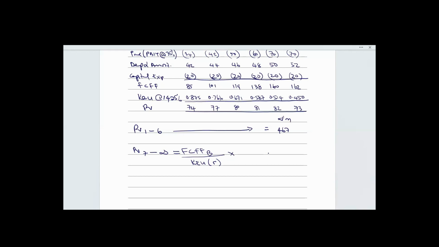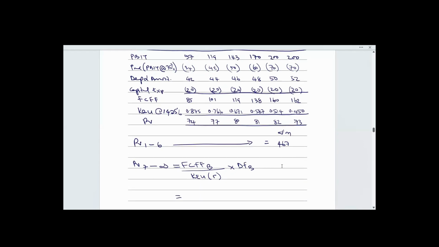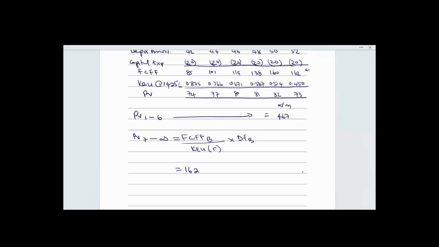Then multiply by the discount factor of the base year. The free cash flow of the base year is year 6. The year before year 7 is year 6. So we are picking the free cash flow of the base year, which is 162 million. So there is no growth, so just ignore it. Divide by the cost of equity on gear of 0.1425 multiplied by the discount factor of the base year.